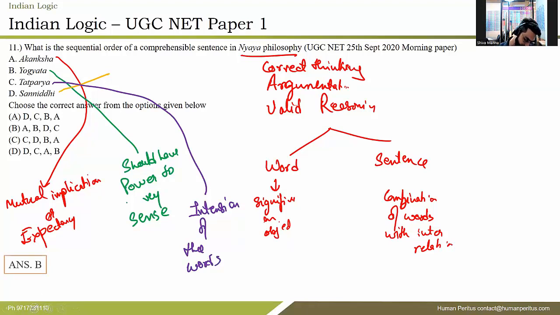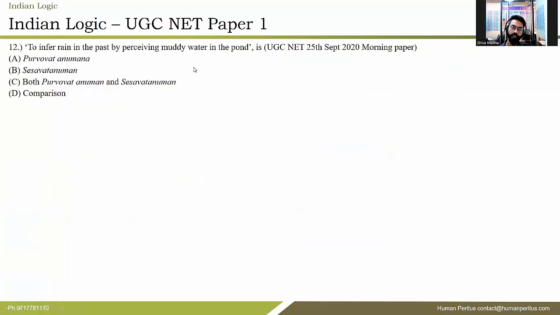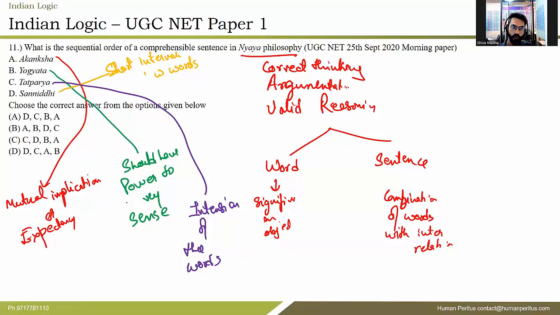while sanidhi means short intervals between words. Short intervals between words. So the correct option, the correct sequence is Akanksha first, Yogyata second, then you have Sanidhi third, and Tatparya should be fourth. So the correct option is B, A, B, D, and C.